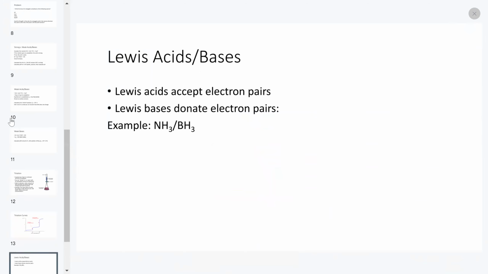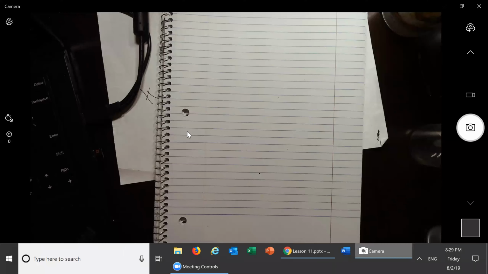And I do want to talk about 2 more topics. The first one is Lewis acids and bases, and you don't really need to worry about this too much. I just want you to know that Lewis acids accept electron pairs, so lone pairs, and Lewis bases donate lone pairs. The most common example of a Lewis base would be ammonia, and a very common example of a Lewis acid is BH3. So to illustrate how this works, we'll use this system, NH3BH3.